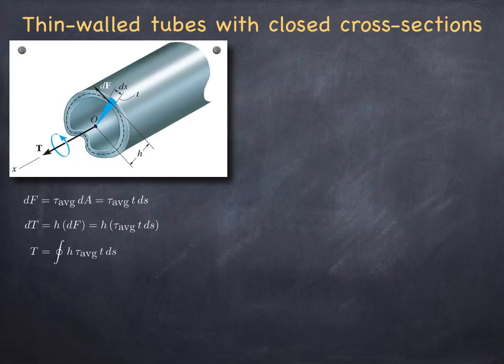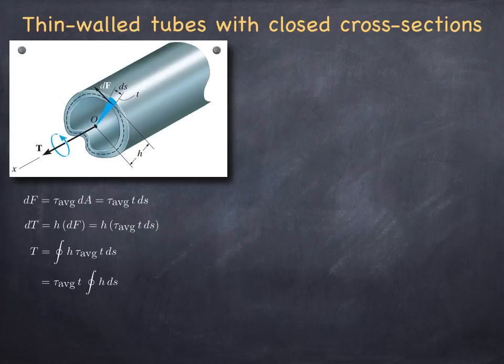This looks like a formidable integral to carry out, this line integral or circumference integral. But let's make the observation that no matter where we go around the circumference, while tau average itself might be variable and also t, their product is always a constant. So we can take the product as a constant outside the integrand, and then we'll be only left with the job of having to integrate h over the circumference.